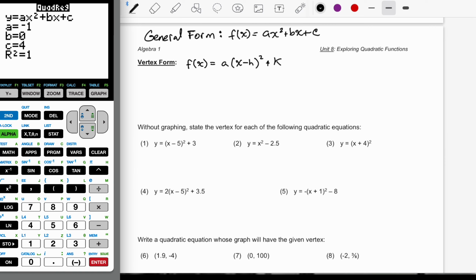All right. The a value, just as it is for the general form, is the one unit slope. The h and k values represent the vertex. H comma k is equal to the vertex.